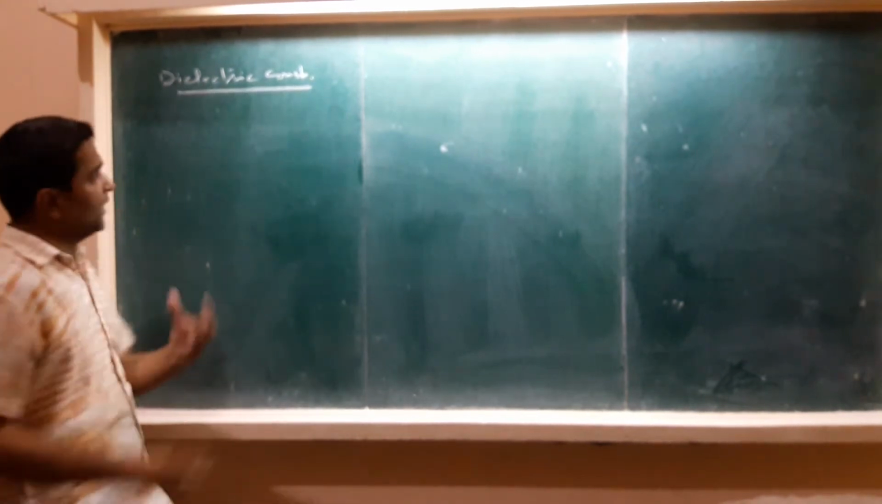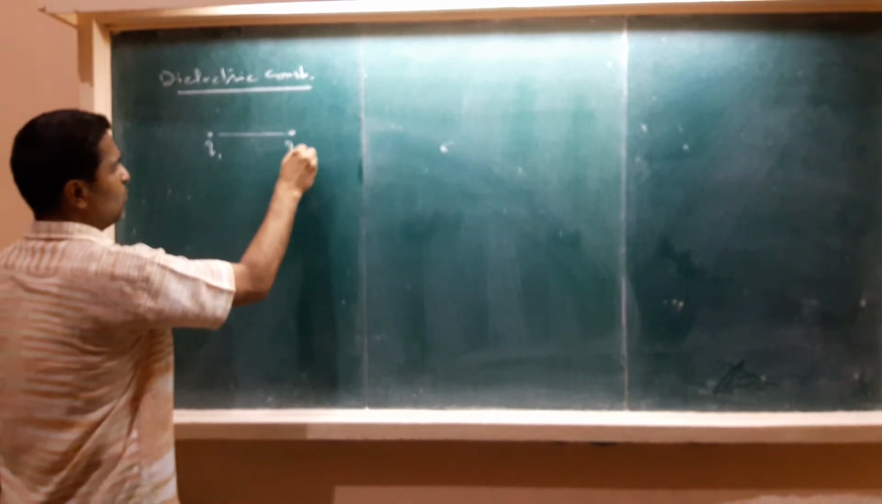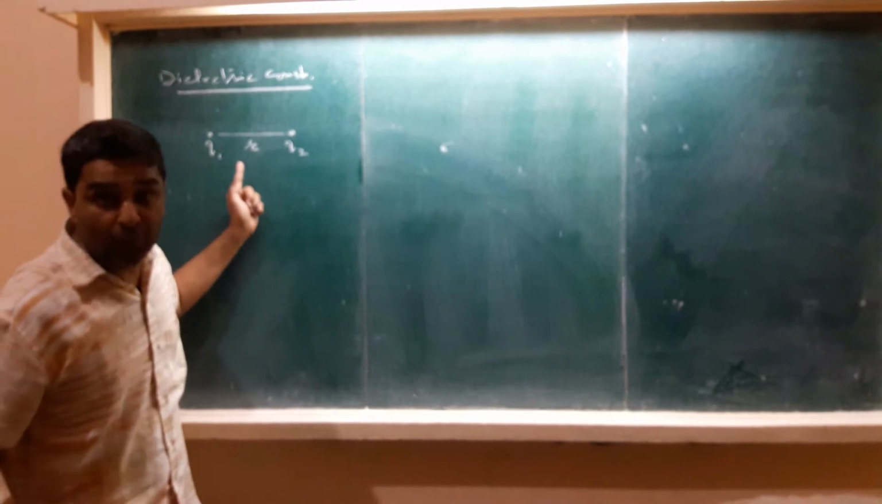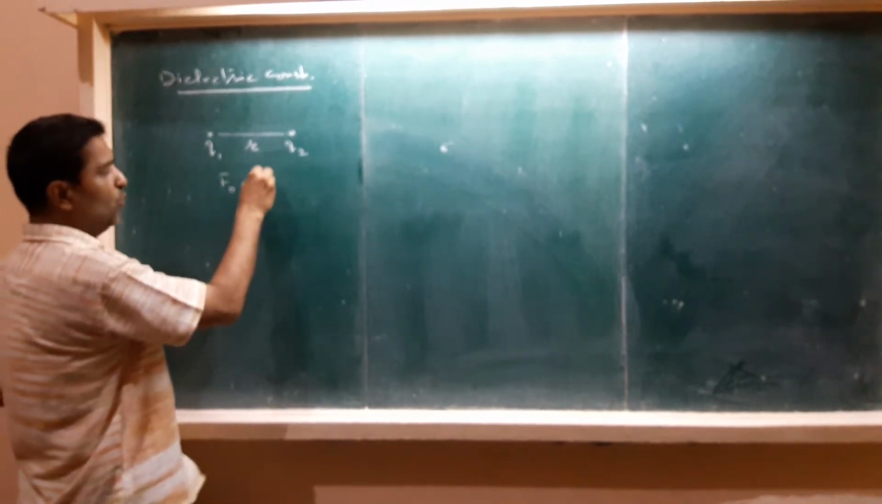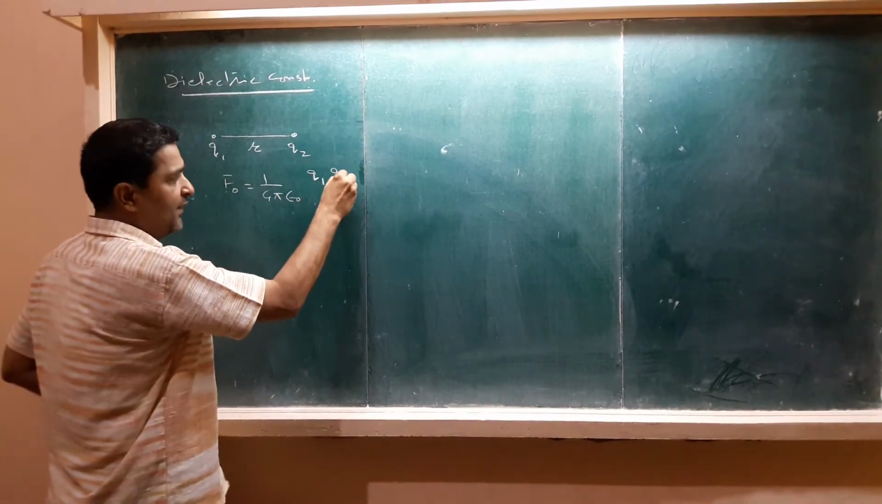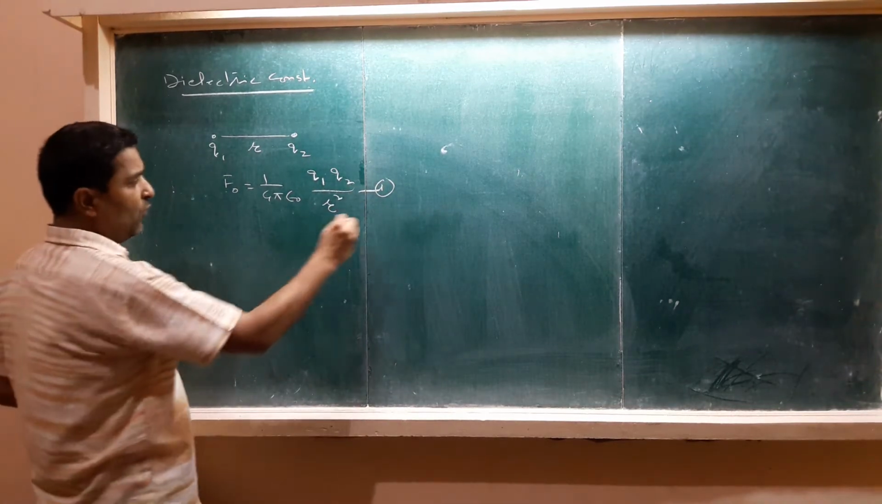So you have two charges, this charge Q1 and this charge Q2, separated by distance r in vacuum. Then you just write this, what I am writing: F0 is equal to 1 by 4 pi epsilon naught Q1 Q2 by r square. This is equation 1.